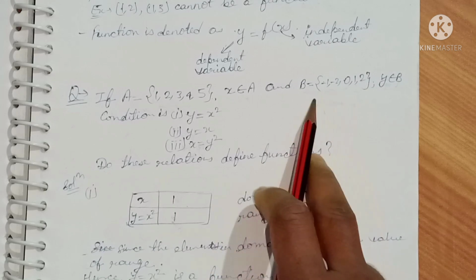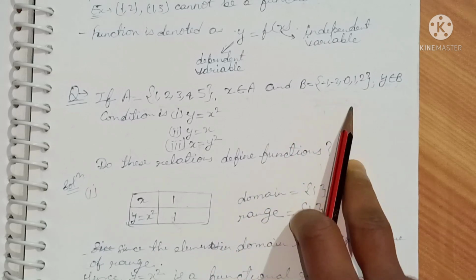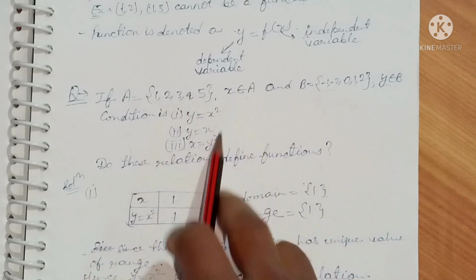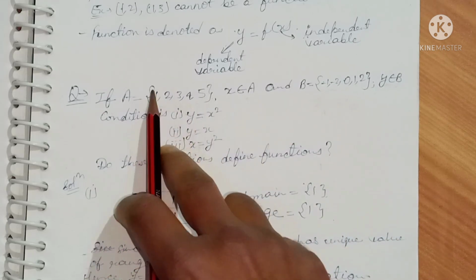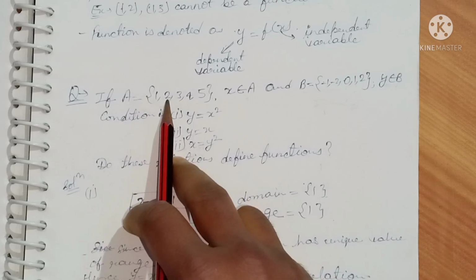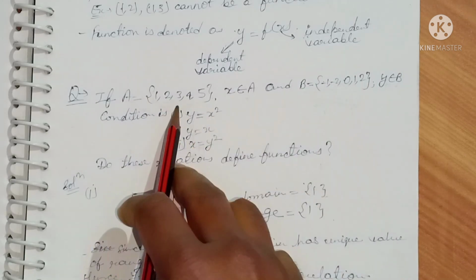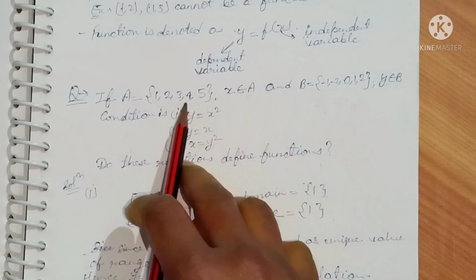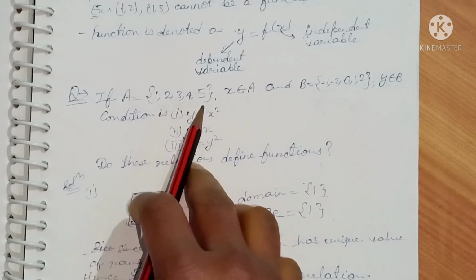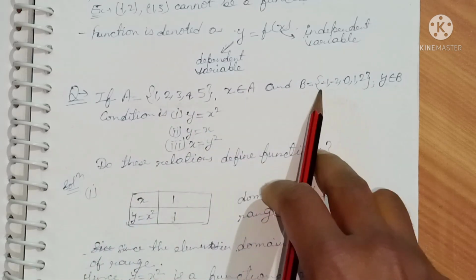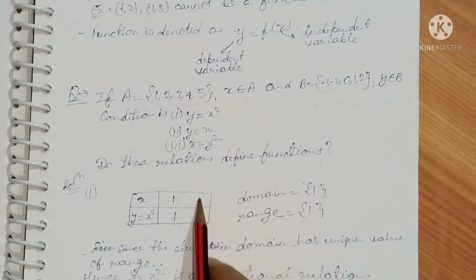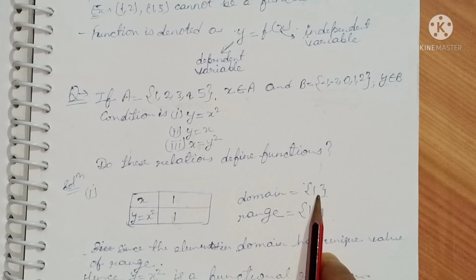No other value of y is equal to the x square value. So x square means you do 2 to the power 2 here, so you will get 4. So there is no 4. Here 3 to the power 2, you will get 9. In the same way you do the square of all other elements, you will not get the result from here.